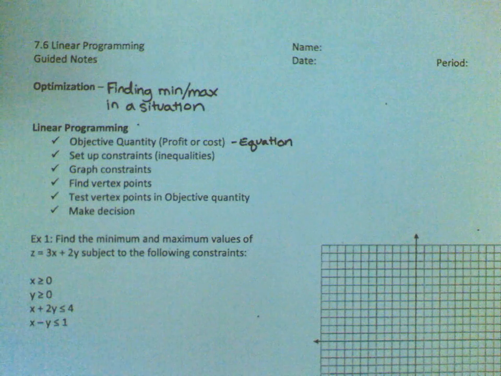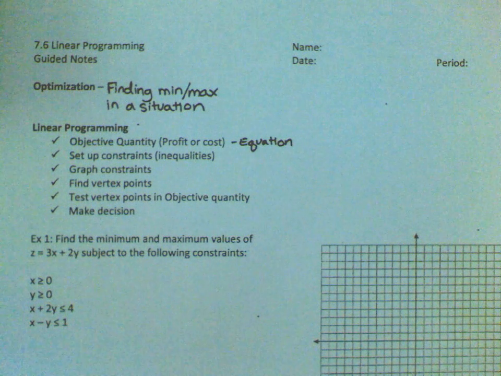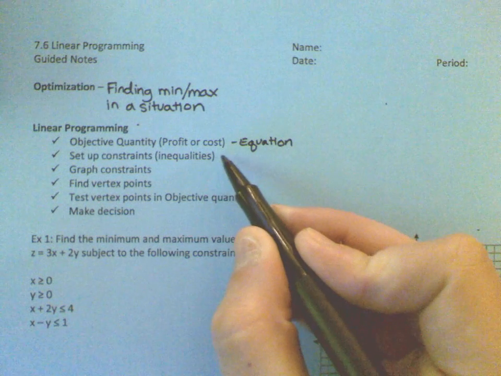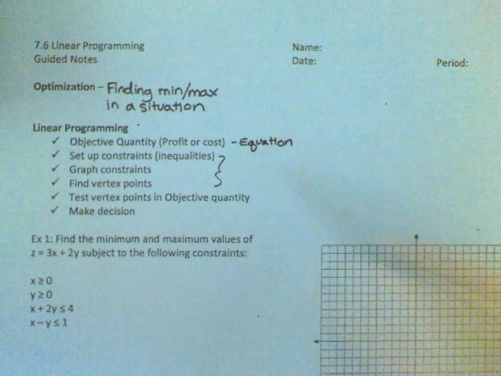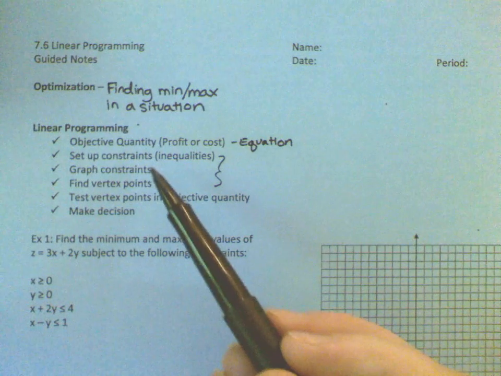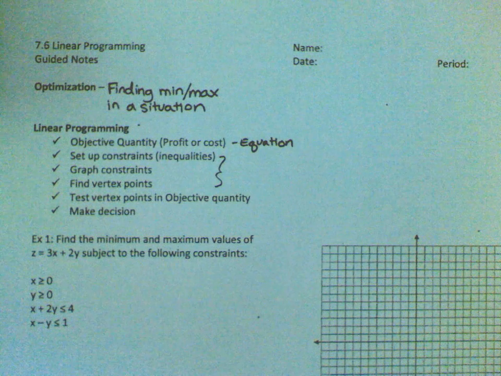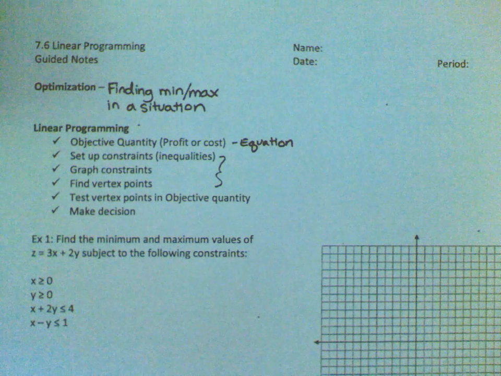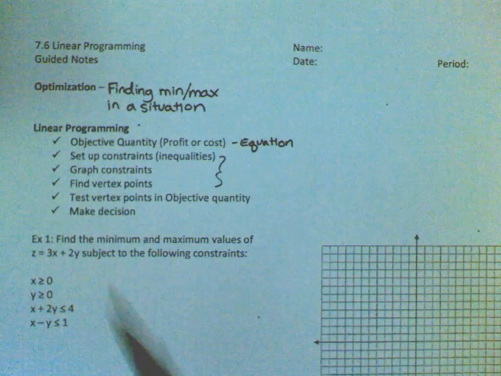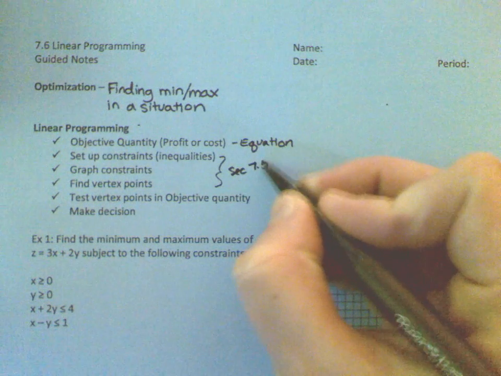Now the next three parts of linear programming are the stuff we already know how to do from section 7.5. So set up constraints, that would be the question Callie's asking about in number 66. The graphing of the constraints, that would be the piece that we talked about yesterday where we find the combined solution for all the inequalities. And then also finding their vertex points. These things are coming to us from section 7.5.